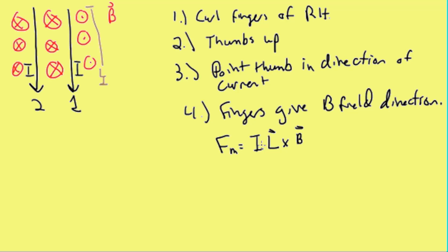So our fingers can point in the direction of the B field, and then what you should see is that your thumb points inwards. So there is an attractive force. The Lorentz force is attractive between the two.